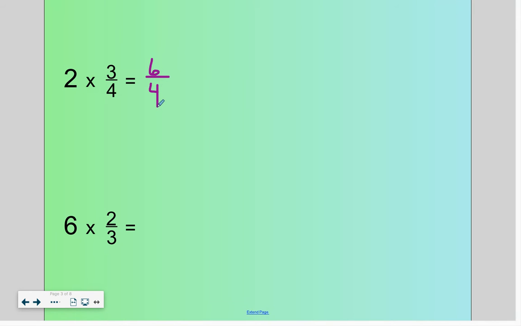You can also think that 2 wholes is equivalent to 2 over 1. This is because 2 divided by 1 equals 2. So you could put it over 1 to help you multiply across as well. Then 4 goes into 6 one time with 2/4 left over. To simplify or reduce, this is equal to 1 1/2.